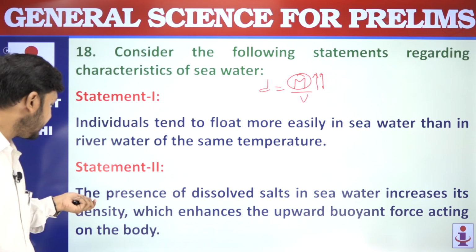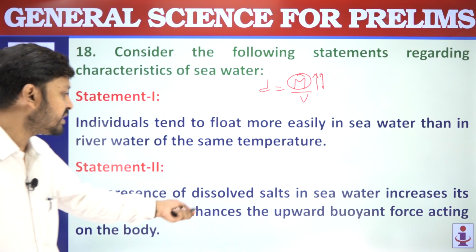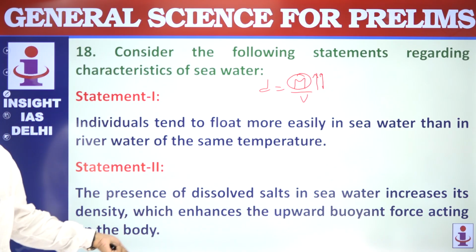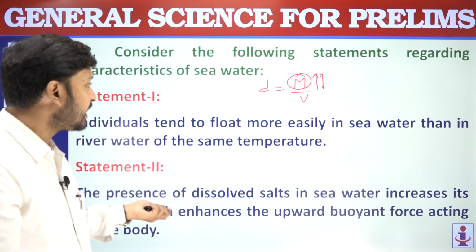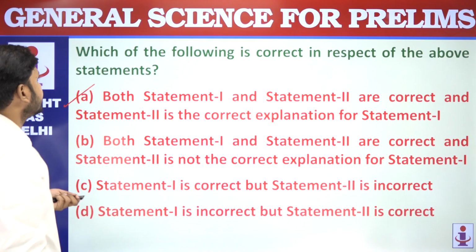So let's read the second statement. The presence of dissolved salts in seawater increases the density, which enhances the upward buoyant force acting on the body. This is what I have discussed. So both statements are correct, and the second one is explaining the first statement. So A will be our answer.